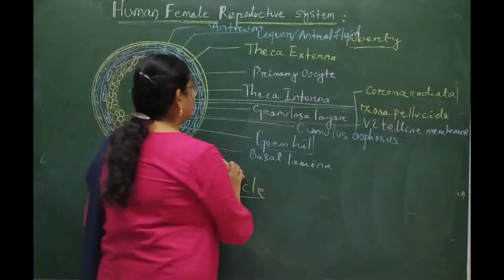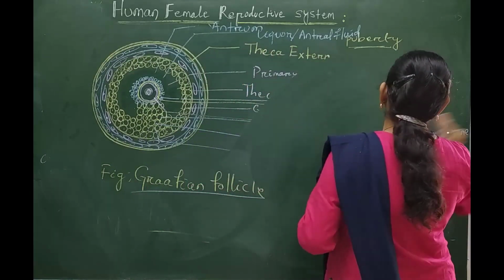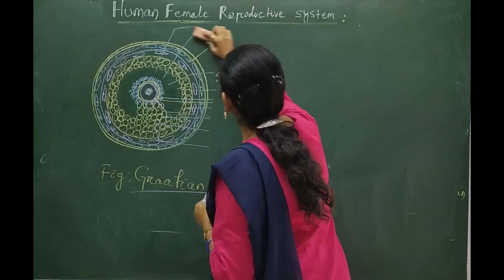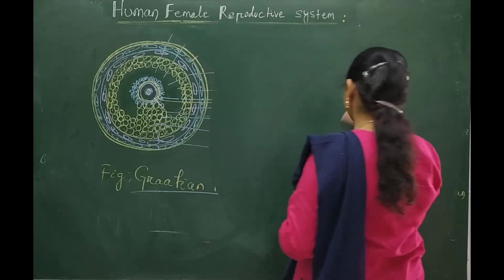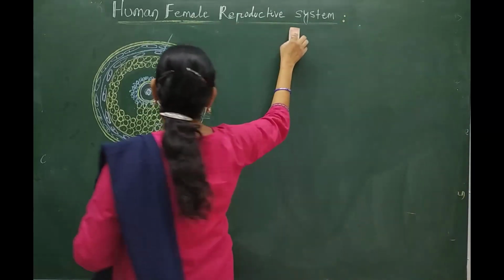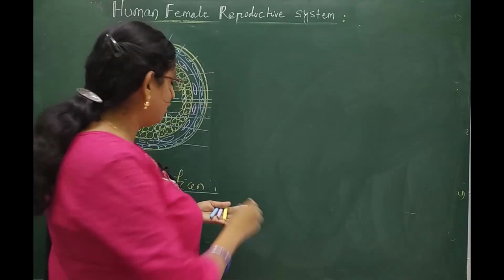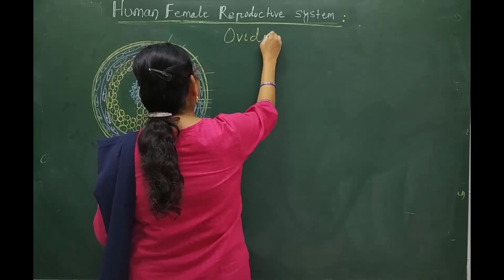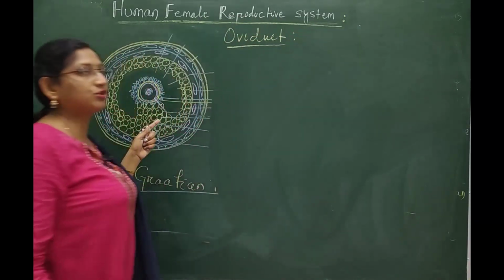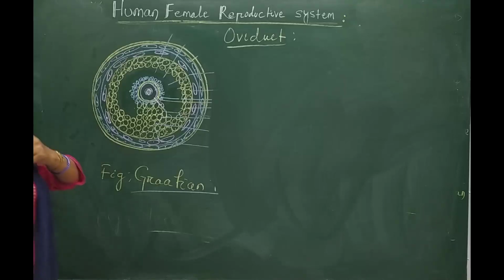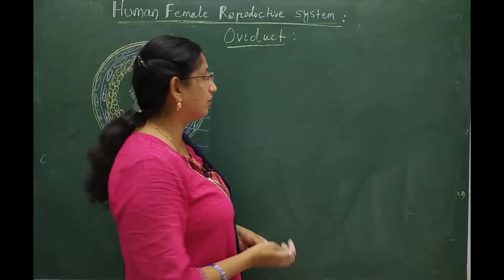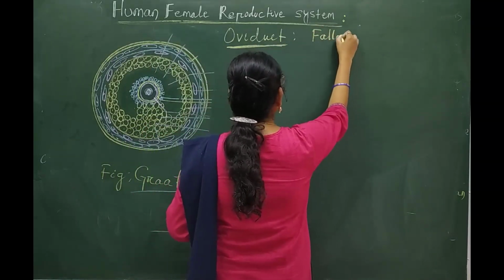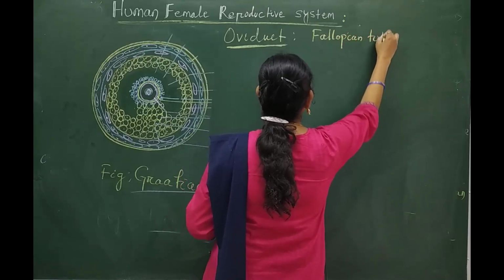Now, the next reproductive structure, or the next secondary structure of the female reproductive system, is the oviduct. Here it is all about the structure of the ovary and the Graafian follicle. The next secondary or accessory sex organ of the female reproductive system is called oviduct, or otherwise called fallopian tube.